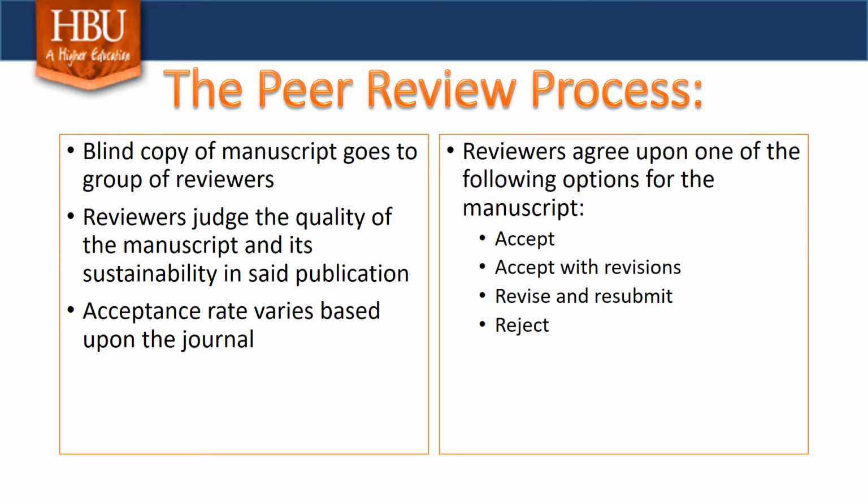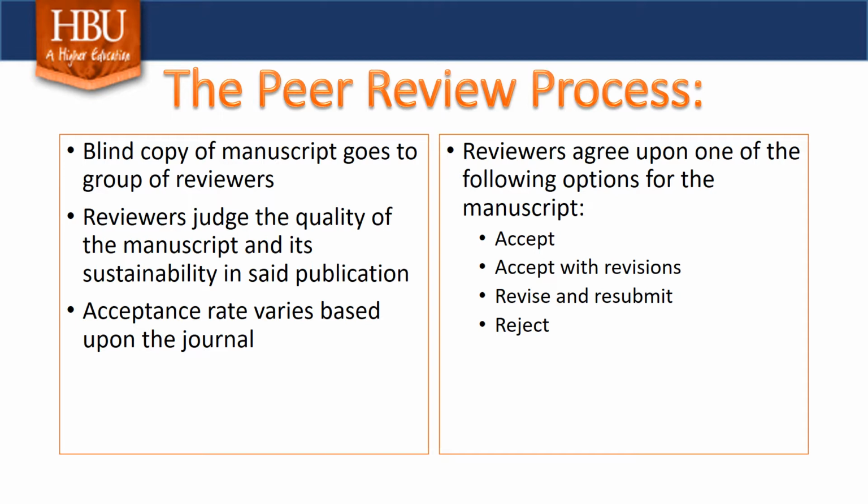So let's talk then a little bit more about this peer review process. How does this happen? So if we have decided that we want to submit our research to the Journal of Sports Sociology, we will submit our manuscript to that journal. It goes to a blind copy, and what does that mean? It means that typically all of our names are removed from the manuscript, and that manuscript then goes to a group of reviewers. So the reviewers, in theory, have no idea who wrote the journal article submission.